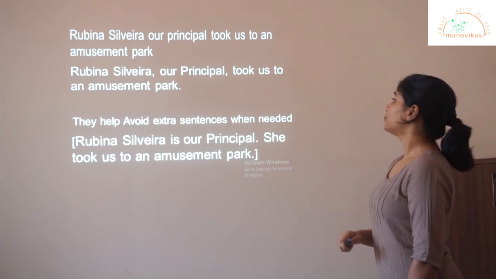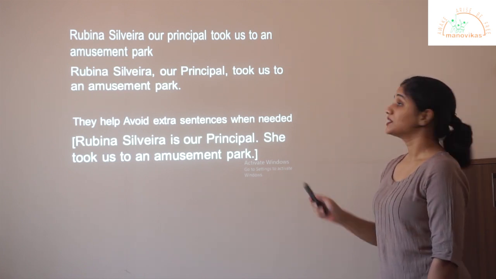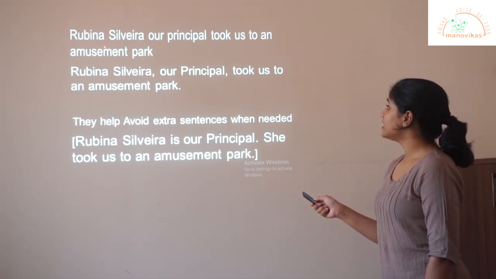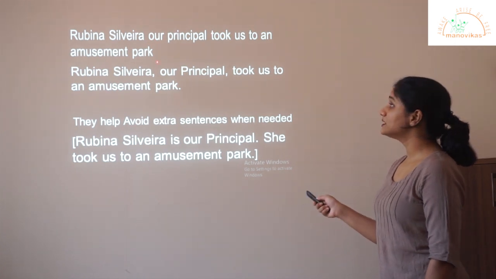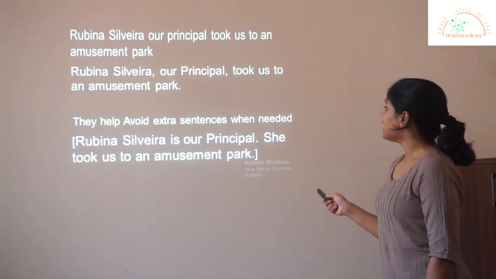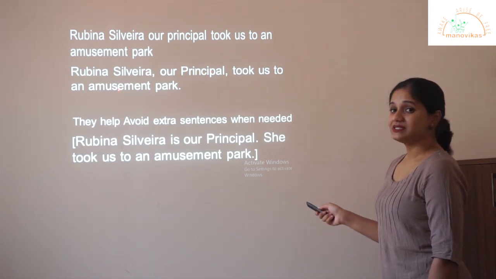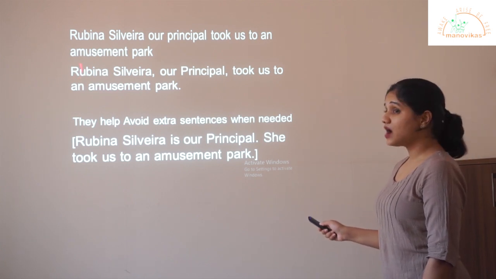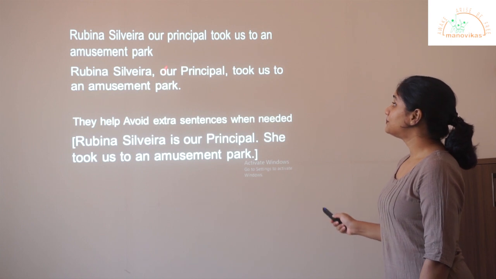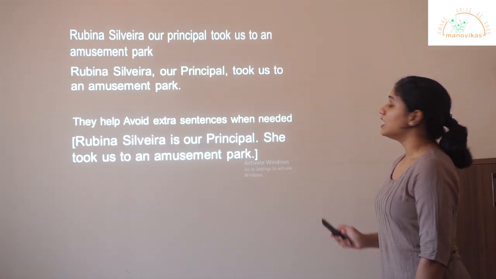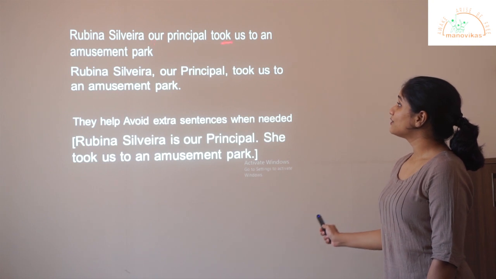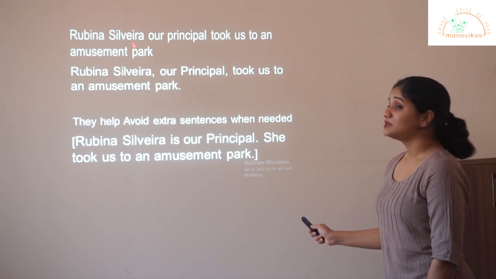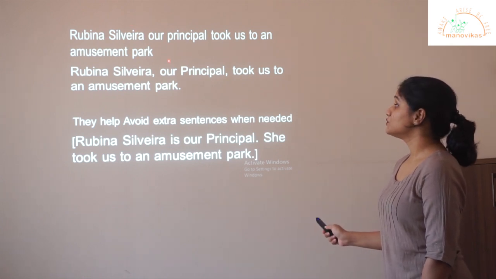Alright. There's something I'd like to point out to you that will make your writing much easier. This particular sentence is the sentence with the mistakes in it. Rubina Silvera our principal took us to an amusement park. Okay? Now, simply adding a comma on each side of "our principal" makes things more interesting and clearer to a reader. For example, it now reads: Rubina Silvera, our principal, took us to an amusement park. When lines are not properly punctuated, you are not sure whether this person is the principal or whether you are telling Rubina Silvera that our principal took us to an amusement park.